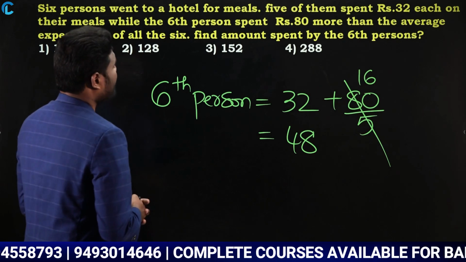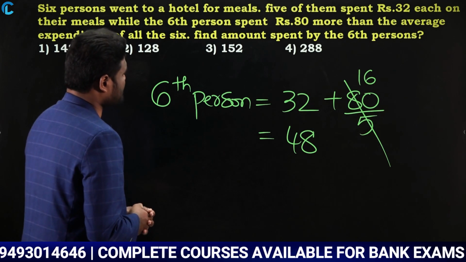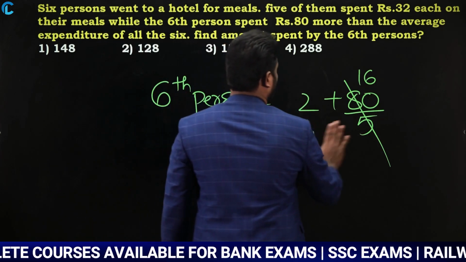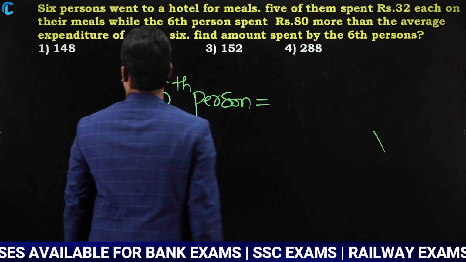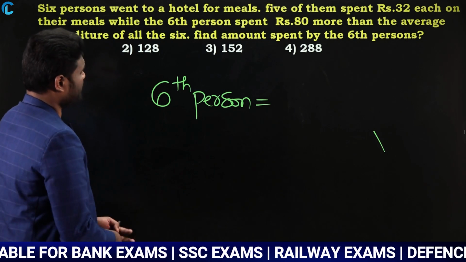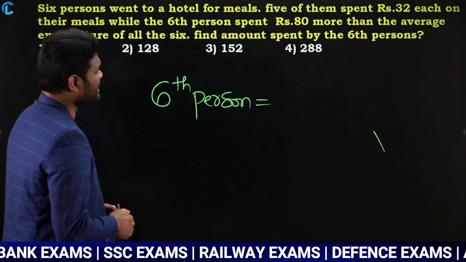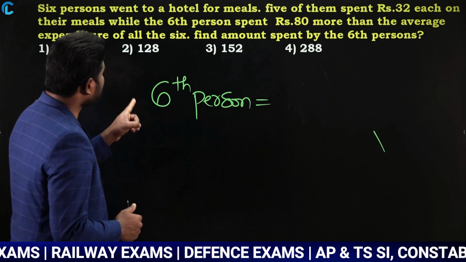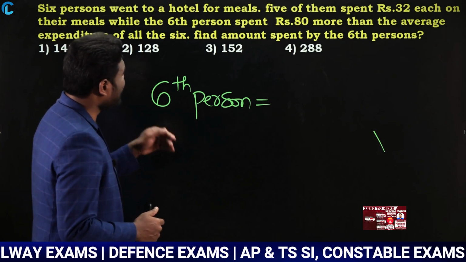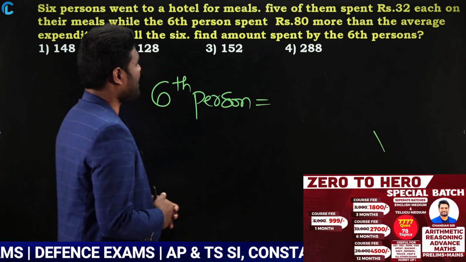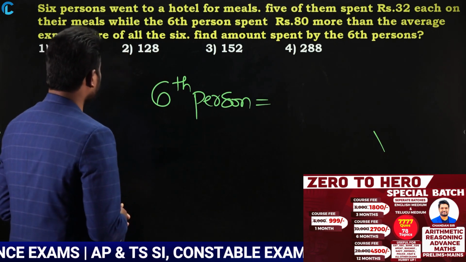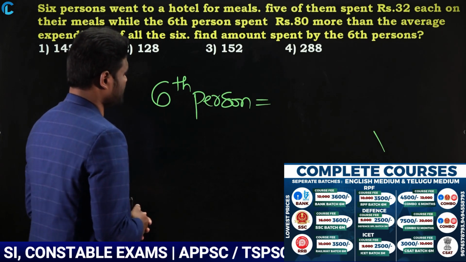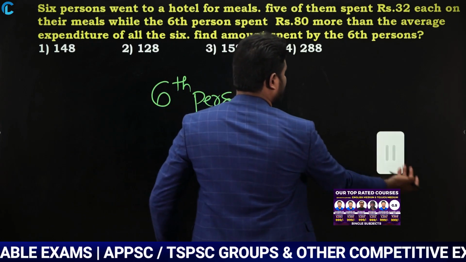Just cross check it. Find the amount spent by the 6th person. How much? Let us cross check it one more time. What was it saying? 6 persons went to a hotel for meals. 5 of them spent rupees 32 each on their meals, while the 6th person spent 80 more than the average, 80 more than the average expenditure of all the 6. Find the amount spent by the 6th person. Maybe whatever we have done is not the right answer.